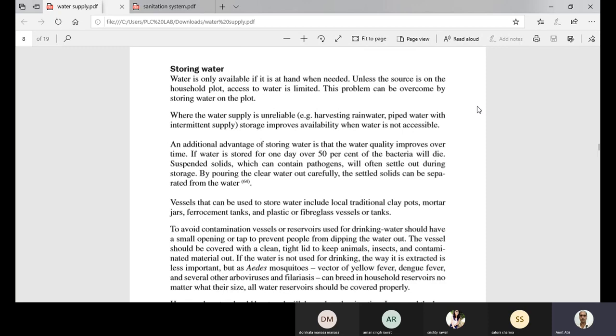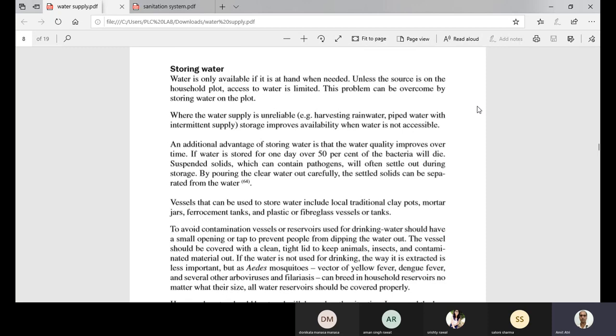Unless the source is on the household plot, access to water is limited. So a water storage tank should be available. This will solve the purpose.